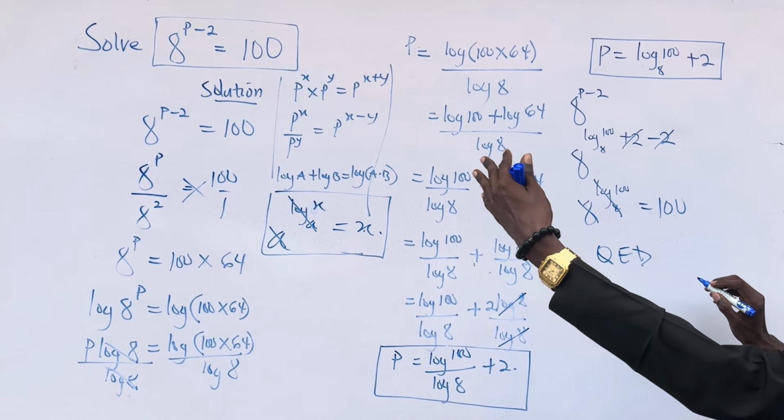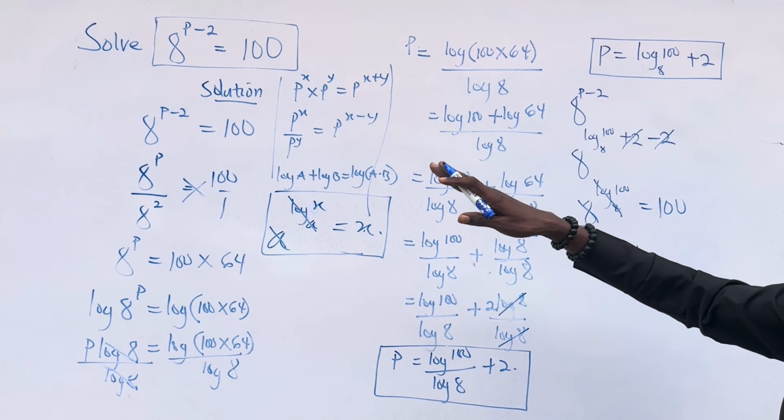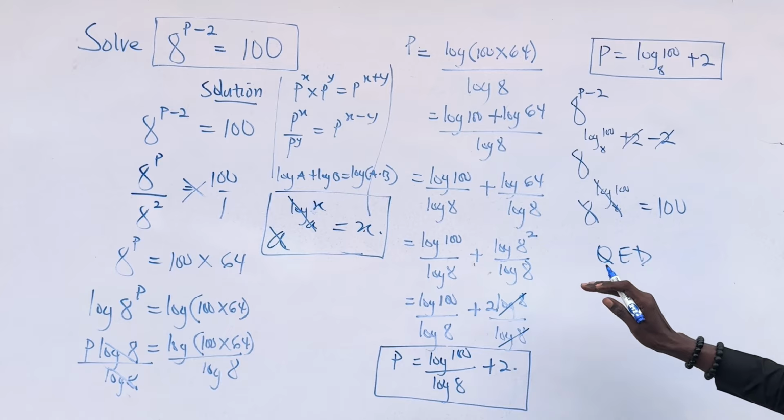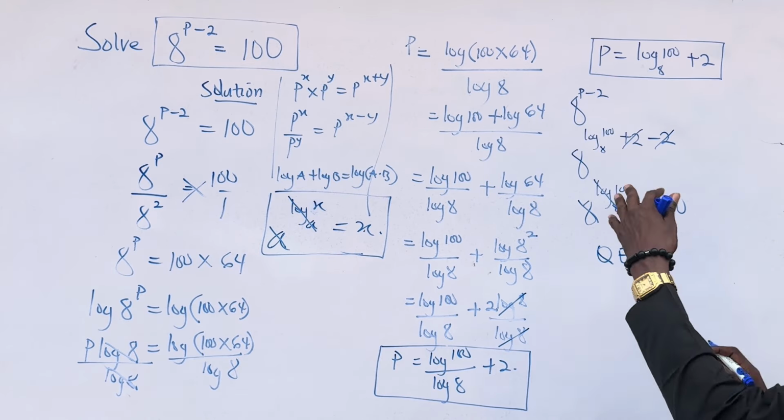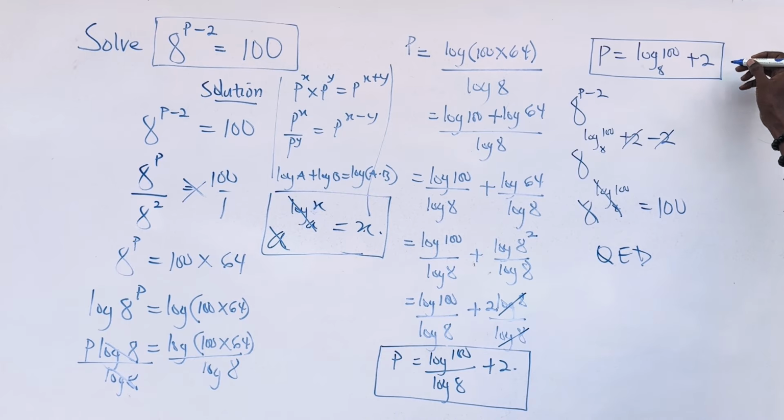Because the left hand side now, which has 8 raised to the power p minus 2, has given us 100, which is equal to the right hand side, we are correct. So this is the value of p.